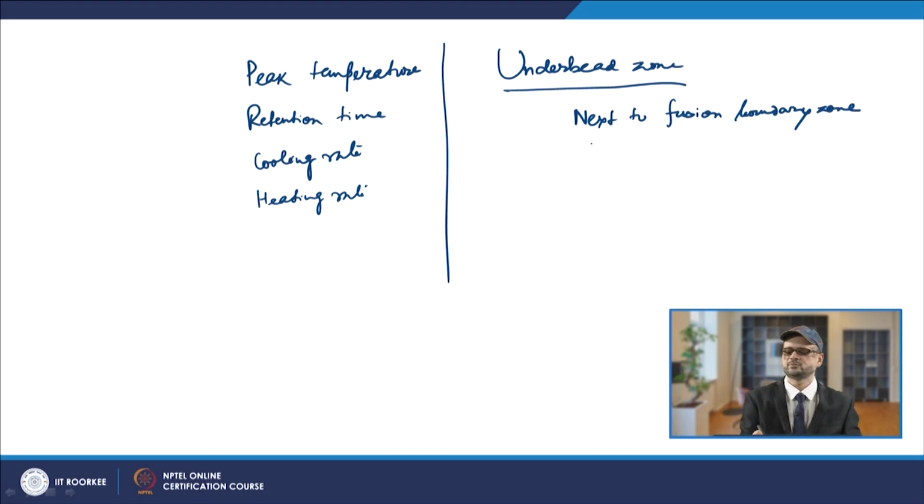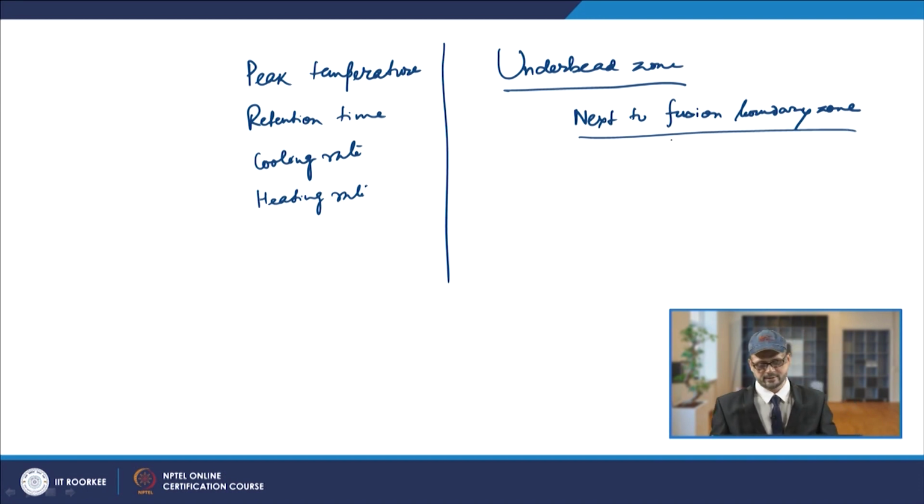So, certainly, in this case the temperature, as you see, is just next to the fusion boundary zone, and here it is undergoing the austenitic transformation, because the austenite is getting transformed. Also, because of the very high temperature, certainly grain growth is one of the phenomena which is prevalent there.